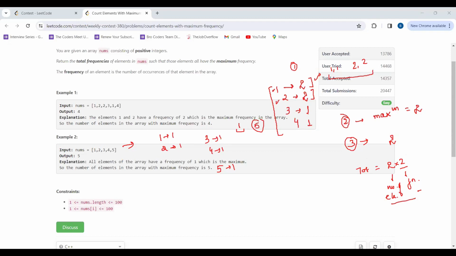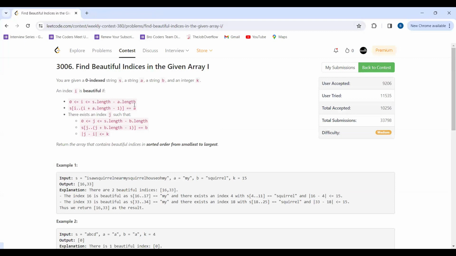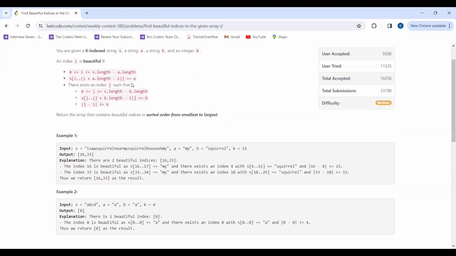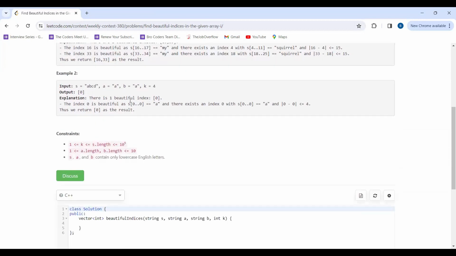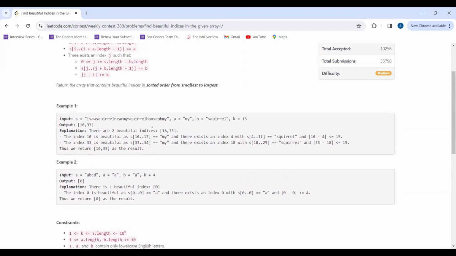Okay, so let's jump to the second problem. Find beautiful indices in the given array. Okay, so this is the first problem, and the last problem is also the same, they have just changed the constraints only, I guess. Yes, the constraints are changed for the last problem.